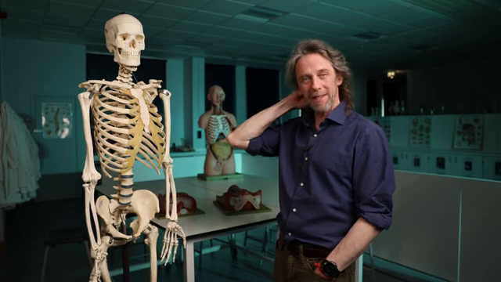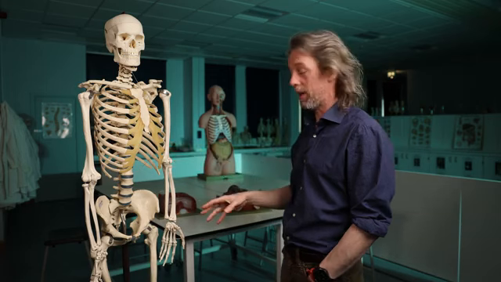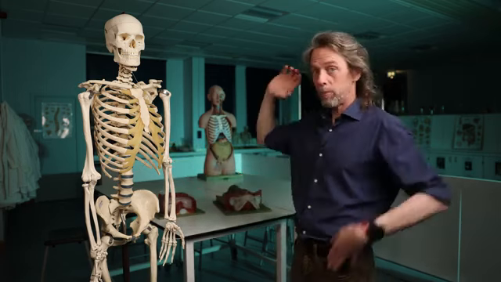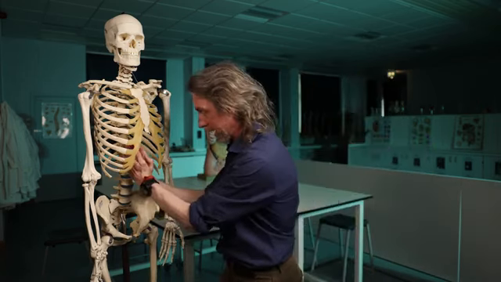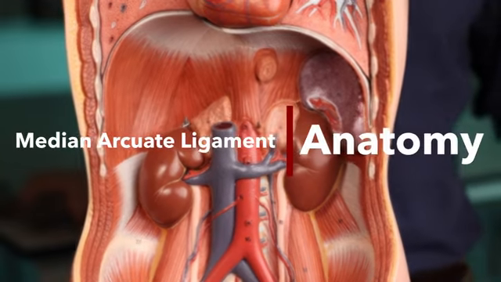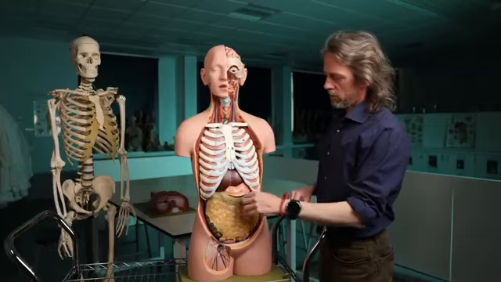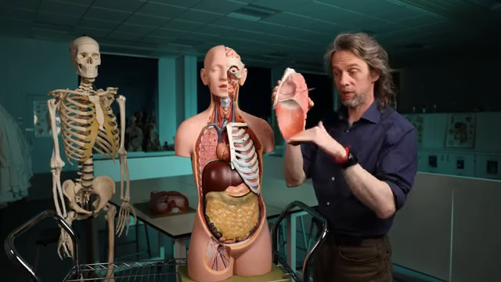But arcuate just means curved, so you will find other arcuate ligaments and arcuate things around the body, just because anatomists like naming shapes, right? But for the median arcuate ligament, we're going to go and look at the diaphragm. So, the diaphragm then. Here's some of it here.